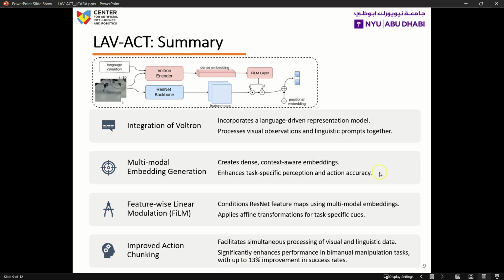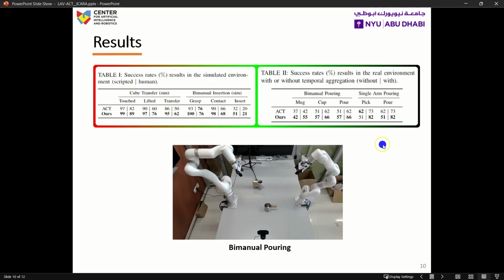So to summarize the novelty of LAV-ACT, we introduced key enhancements to improve bimanual robotic manipulation: integration of Voltron to generate multi-modal embedding, and feature-wise linear modulation to condition the ResNet feature maps, thus resulting in improved action chunking for robotic manipulation. Now let's move on to the experimental results.